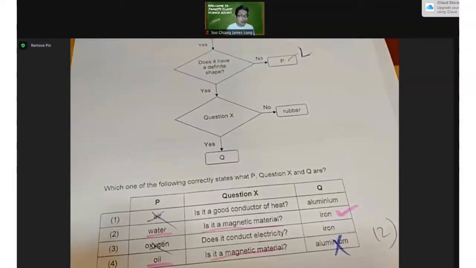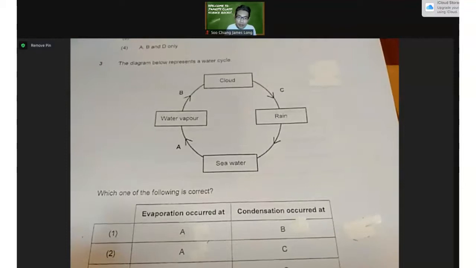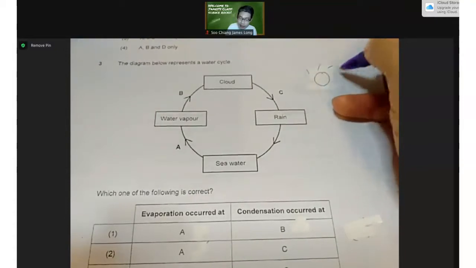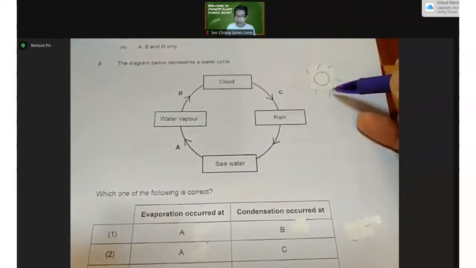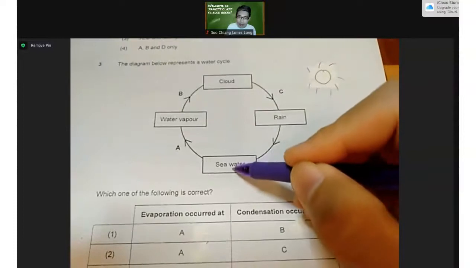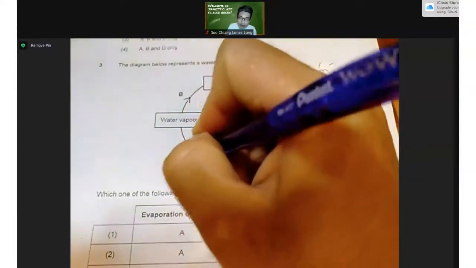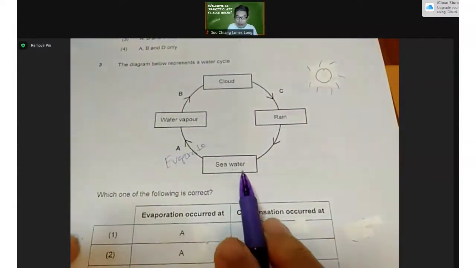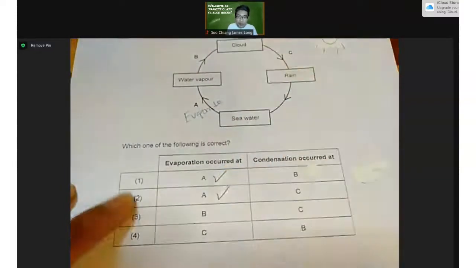And now we're going on to the water cycle question, and that will be question 3. Well, this is question 3, a water cycle. Now, for any functioning water cycle, there should always be a sun somewhere because you need the heat from the sun to help the water to evaporate. So A is evaporate into water vapor. C, water evaporates into water vapor. So we have either 1 or 2.